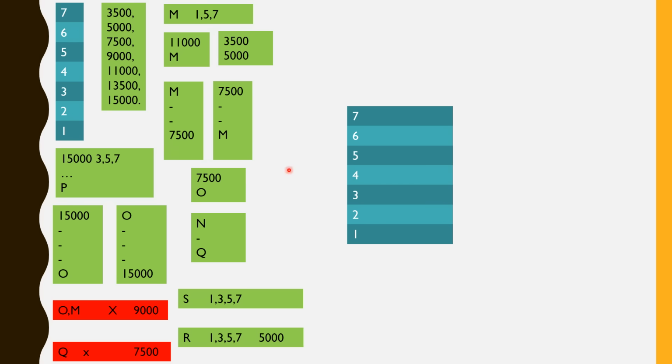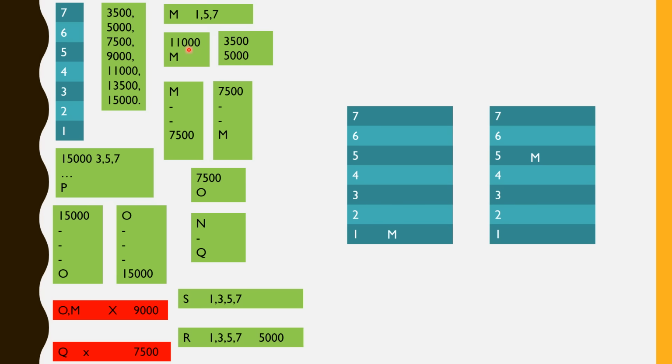So M can lie on floor number 1, 5 and 7, and since a person with an income of 11,000 is lying above M, M cannot lie on floor number 7. So what we can deduce is that M can lie either on floor number 1 or on floor number 5. Then the person with an income of 11,000 will be on floor number 2 or floor number 6.